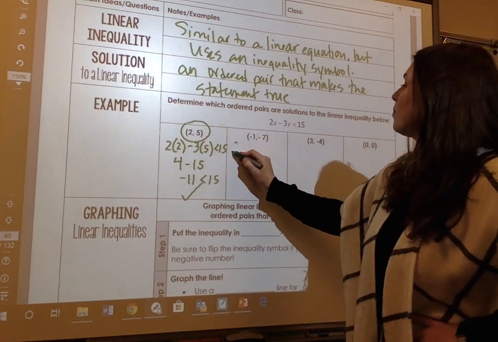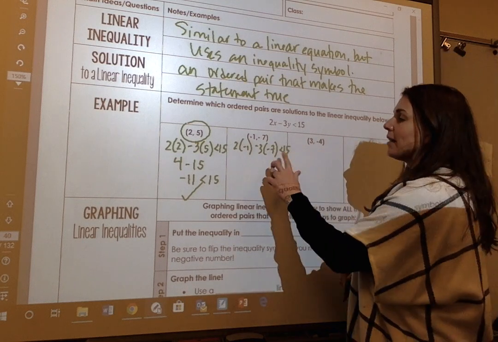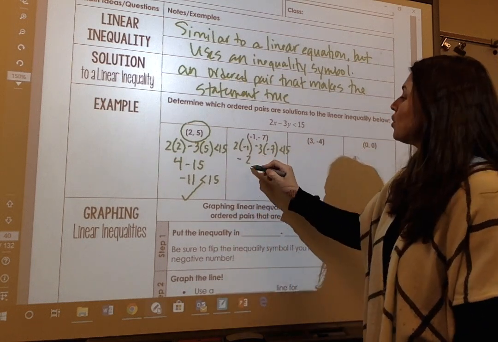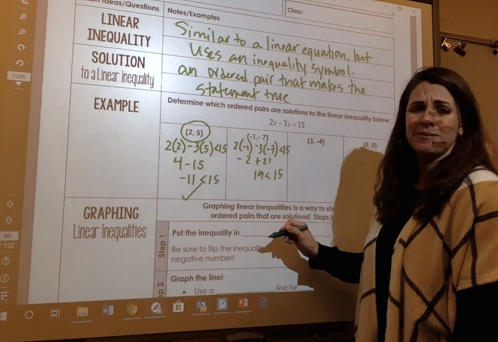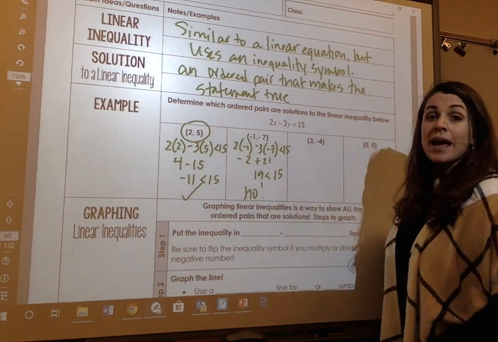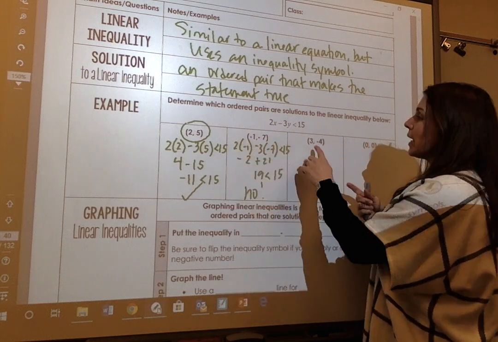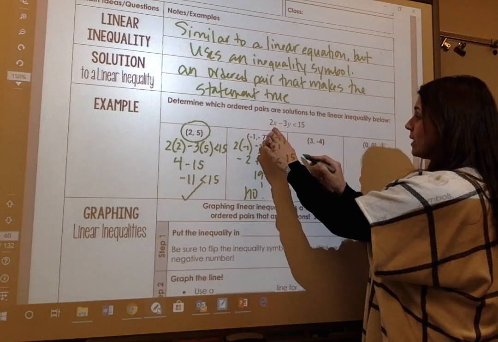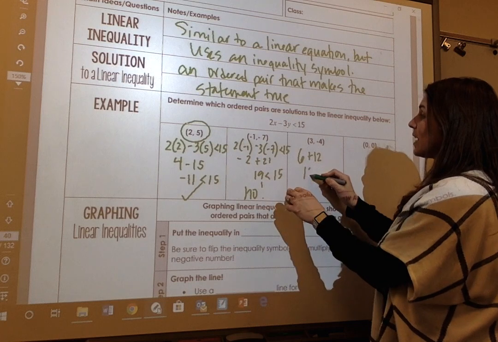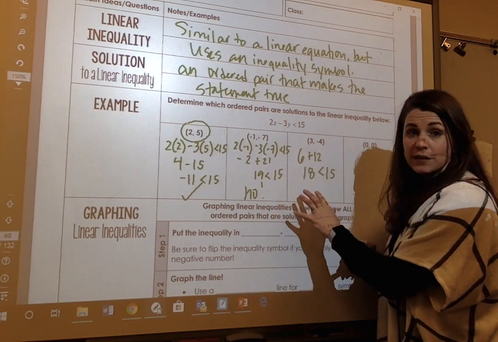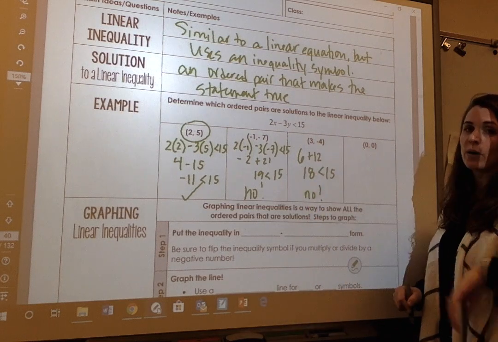Let's look at negative 1. If I plugged in a negative 1 for x and a negative 7 for y, does it make that linear inequality true? Negative 2 plus 21 is 19. Is 19 less than 15? No, this does not check out. And again, you don't have to rewrite it. You can use your common sense and plug it in and say 2 times 3 is 6. Negative 3 and a negative 4 is positive 12. 6 plus 12 is 18. Is 18 less than 15? No, it's not. So this one is not true for that linear inequality.